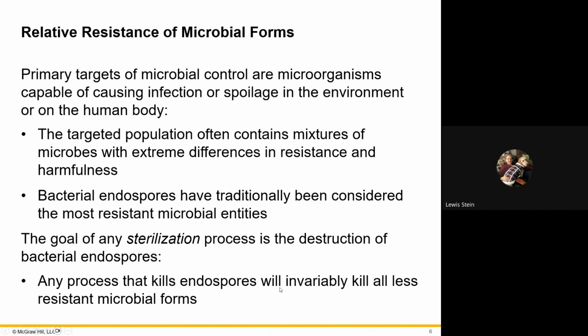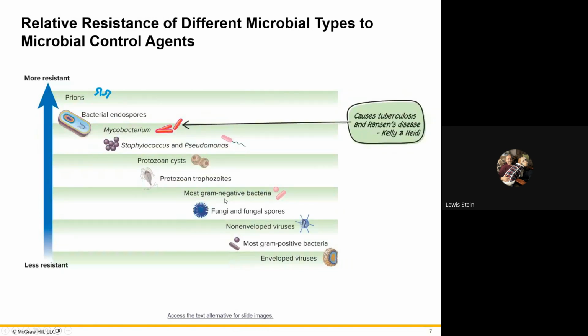Any process that kills endospores will invariably kill all less resistant forms. This is sort of the pecking order, and you saw this a little bit before. Prions, think of them for now as off the chart. Endospores, that big capsule. Mycobacterium, that's tuberculosis and leprosy, very, very hard to penetrate, so routinely using typical things, even strong bleach solutions, strong chemical agents.